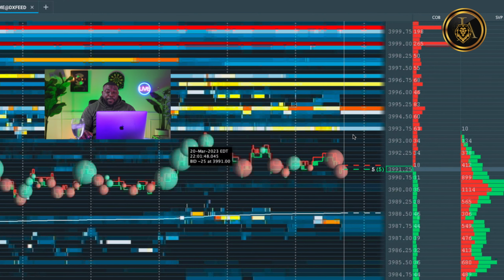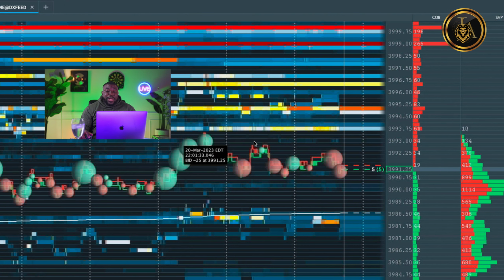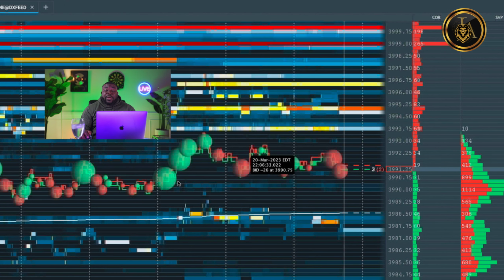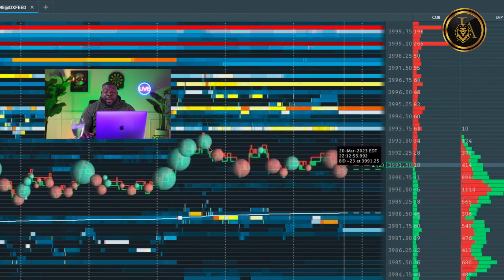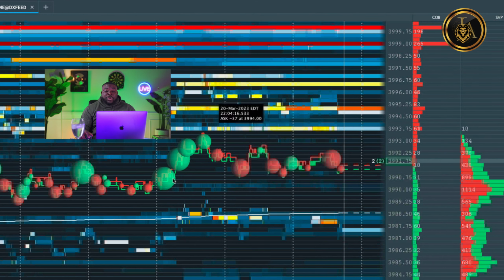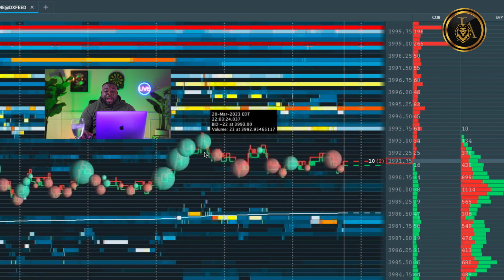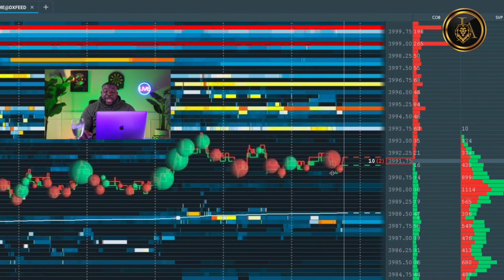And then same thing, the bubbles. As the bubbles are going up, that means buy momentum coming into the market. As bubbles are going down, that means sell momentum is coming into the market. And what you notice is that as we keep hitting areas of support and resistance, the numbers are changing. Why? Because orders are being filled in real time.